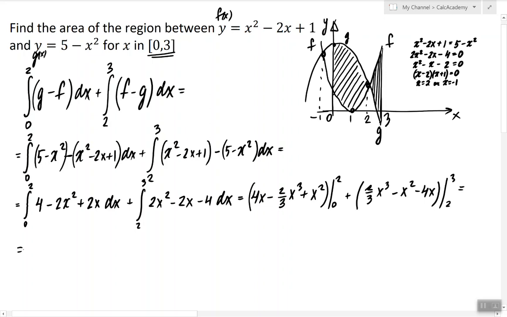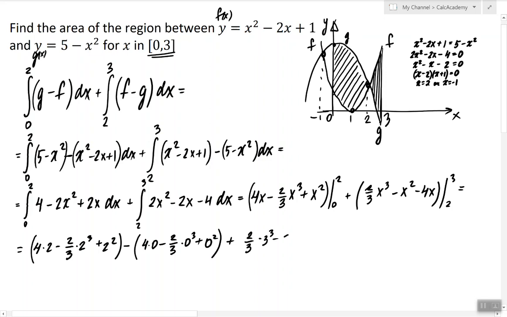And we're going to carefully evaluate these functions at the limits of integration. So 4 times 2 minus 2/3 times 2 cubed plus 2 squared, minus 4 times 0 minus 2/3 times 0 cubed plus 0 squared, plus 2/3 times 3 cubed minus 3 squared minus 4 times 3, minus 2/3 times 2 cubed minus 2 squared minus 4 times 2.